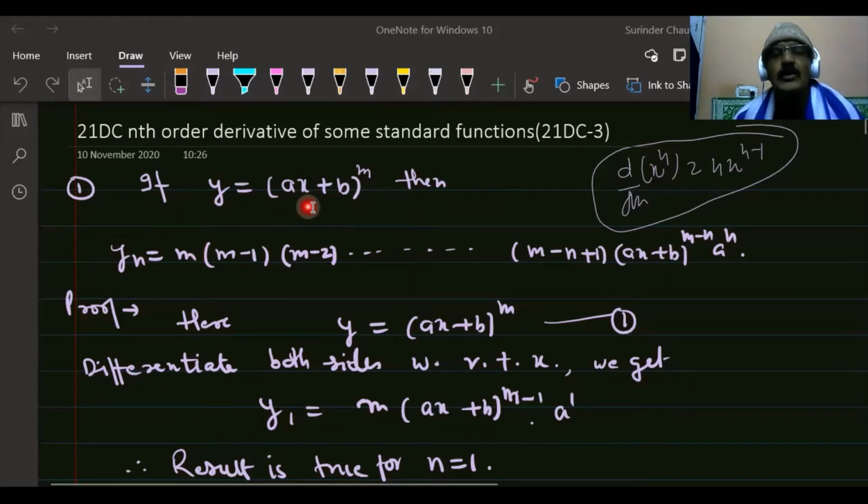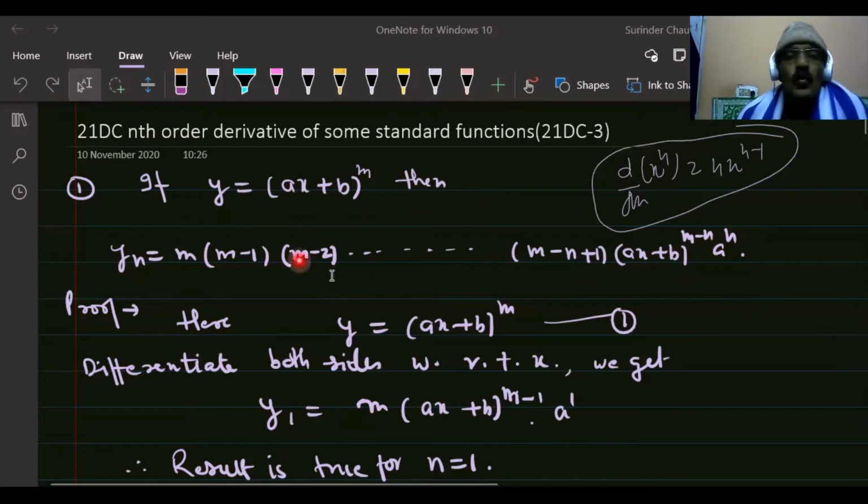If y is a linear function, (ax + b) to the power m, where m is a constant, then the nth derivative of y will be equal to m(m-1)(m-2)...(m-n+1) into (ax + b) to the power m minus n.